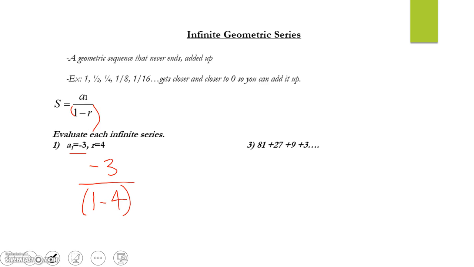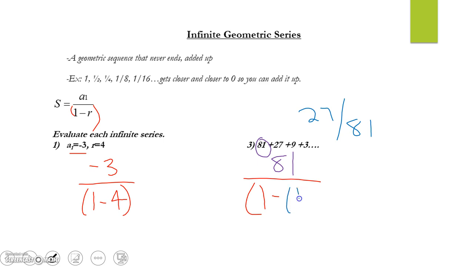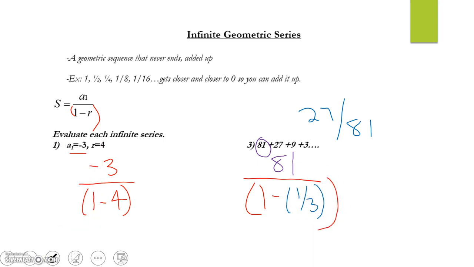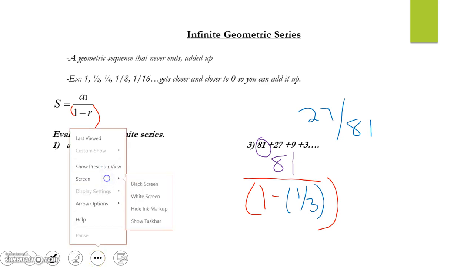My second one, my a sub 1 is 81. And I put that over 1 minus my r. I take the second term and I divide it by the first term. If I do 27 divided by 81, I would get 1/3. I have to put that in parentheses. So then I grab my calculator to do both of these.